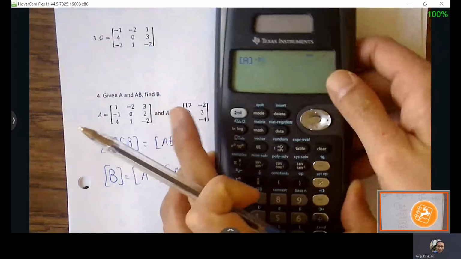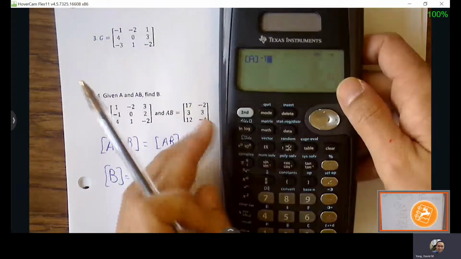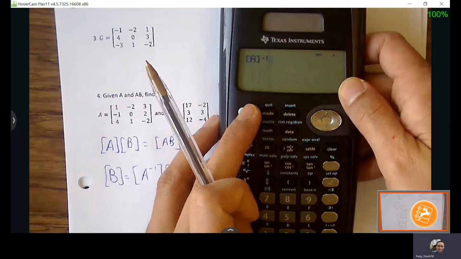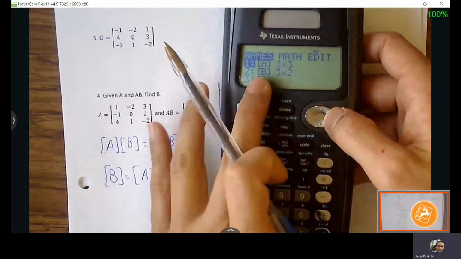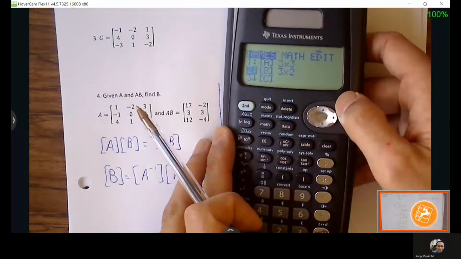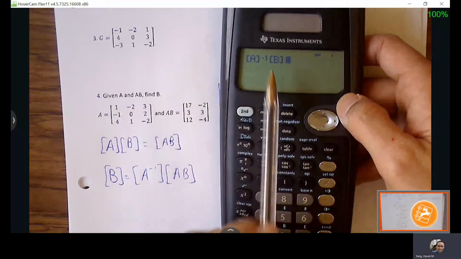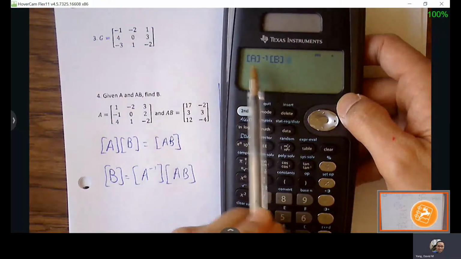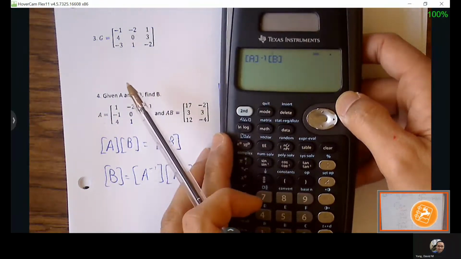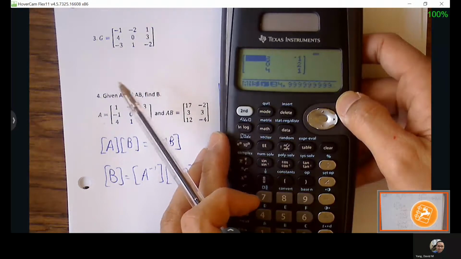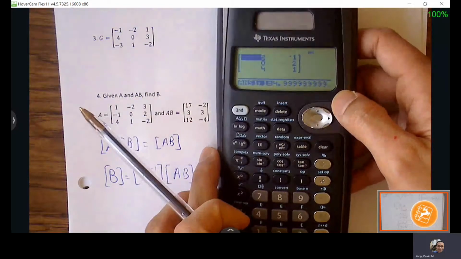And now let's do matrix B. We want to multiply the inverse of matrix A with matrix B. So we'll do second matrix and then select matrix B. Okay, we're making the calculator find the inverse and multiply it all at once. There's the resulting matrix.